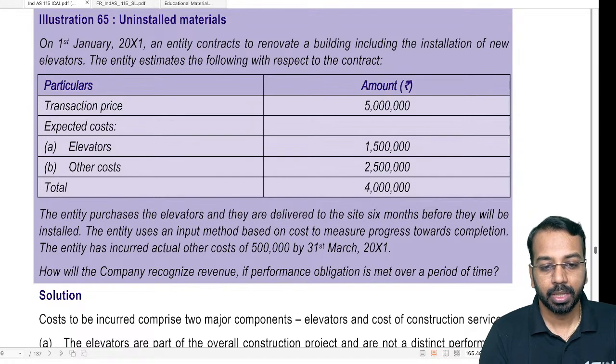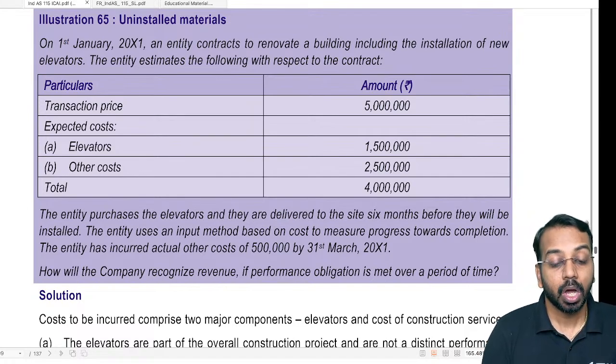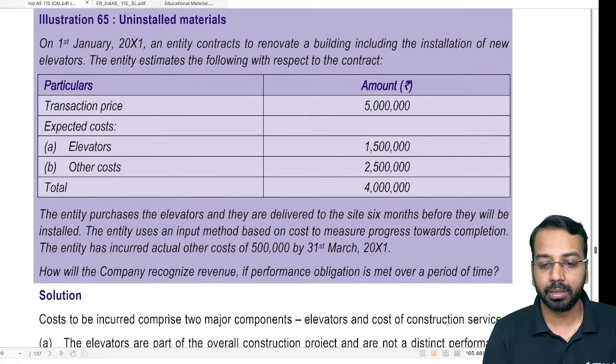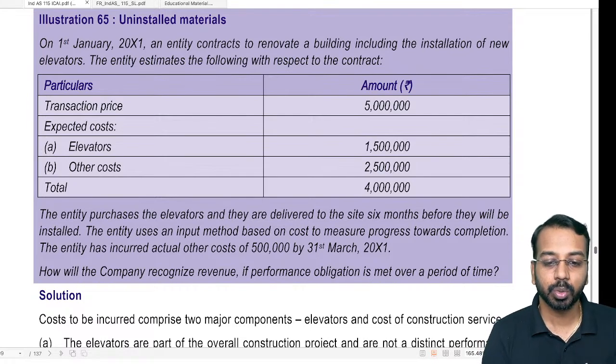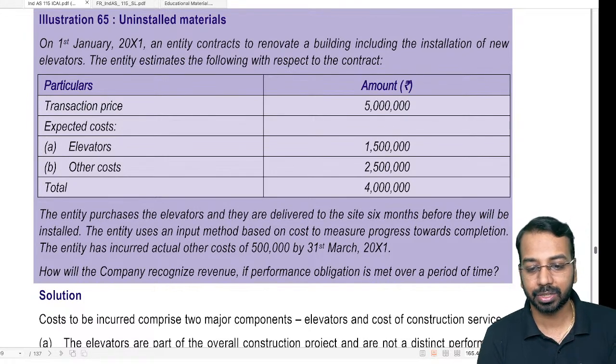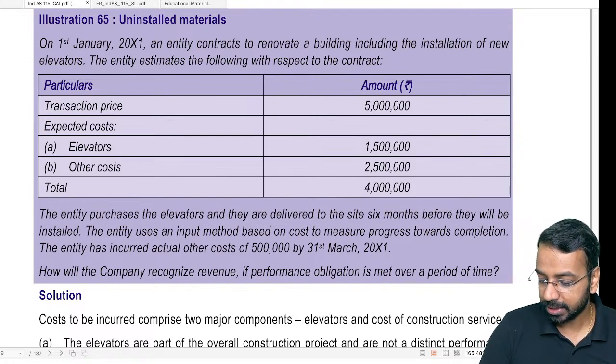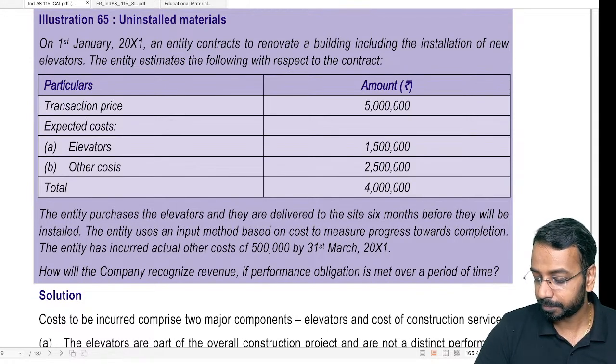So this is illustration number 65. On January 1 of year 1, an entity contracts to renovate a building, including the installation of new elevators. So here, on the building elevator, the entity estimates the following with respect to the contract. Number 1, transaction price 50 lakhs. So transaction price is 50 lakhs.